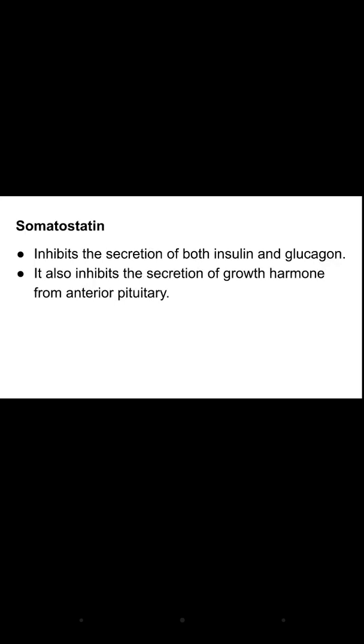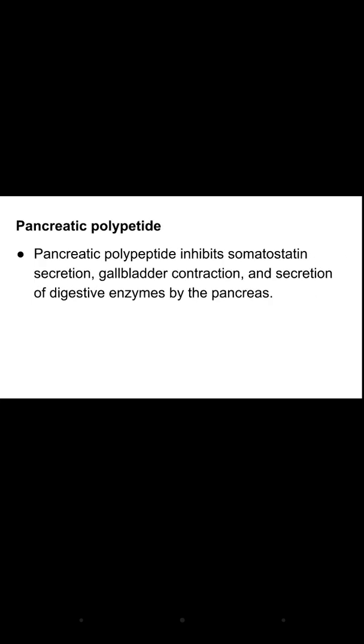Now what is the function of somatostatin? We discussed that glucagon raises the blood glucose level and insulin lowers the blood glucose level, but somatostatin inhibits the secretion of both these hormones, insulin and glucagon. And somatostatin also inhibits the secretion of growth hormone from the anterior pituitary. So these are the functions of somatostatin.